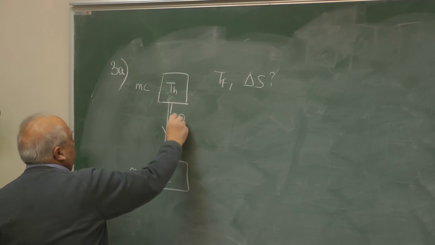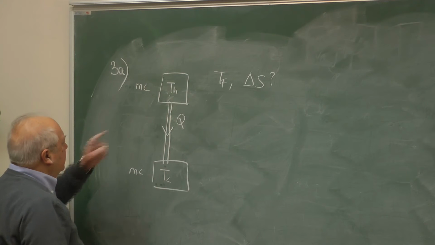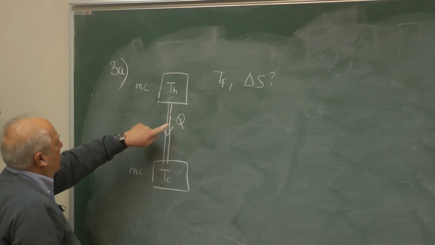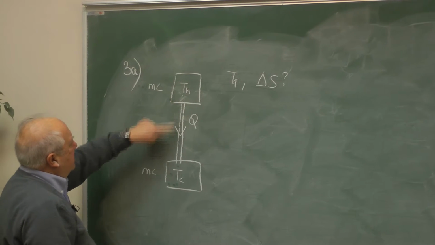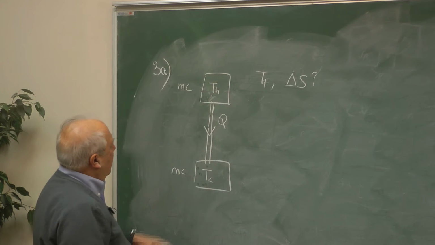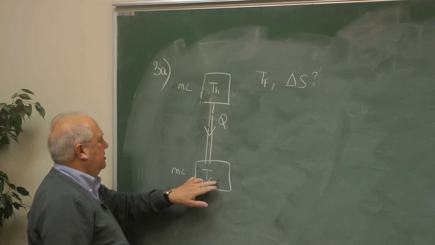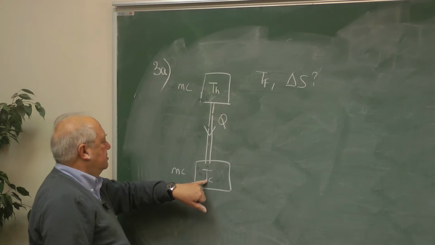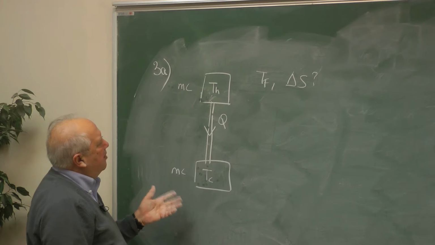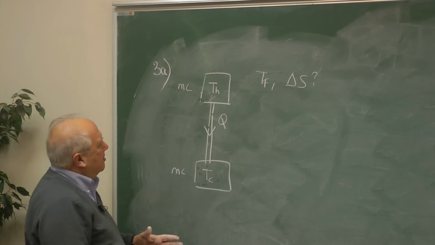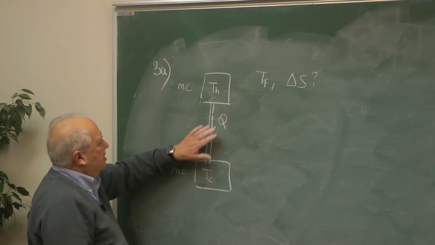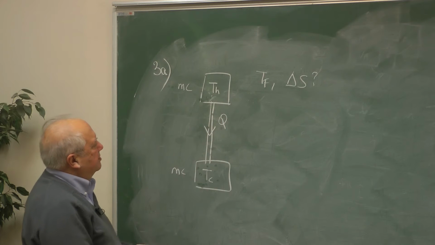So Q that is taken off from the hot block is given to the cold block. And the temperature of this one is dropping because it's losing heat, and this is gaining heat, therefore its temperature is increasing. So there is finally a final temperature. When both of them have the same temperature, then heat will no longer flow.